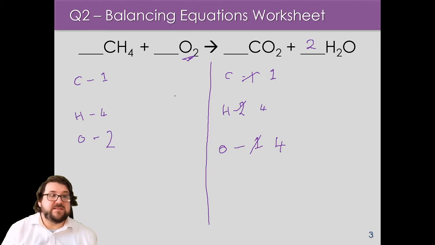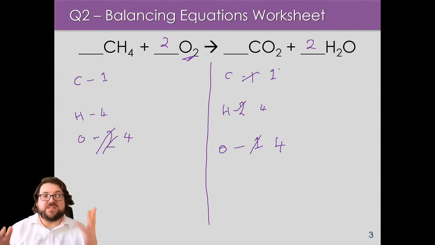Carbon is currently balanced, so now, because I left oxygen to the end and it's an element, that's the only thing I have to do. I have to make it so that there are 4 oxygens on the left-hand side, and because my oxygens come in pairs, O2s, I need 2 of them. Again, I would cross everything out, but seeing as we can already see that we've only changed the oxygen here, I've got 1 carbon, 4 hydrogens, and 4 oxygens. This equation is balanced then.